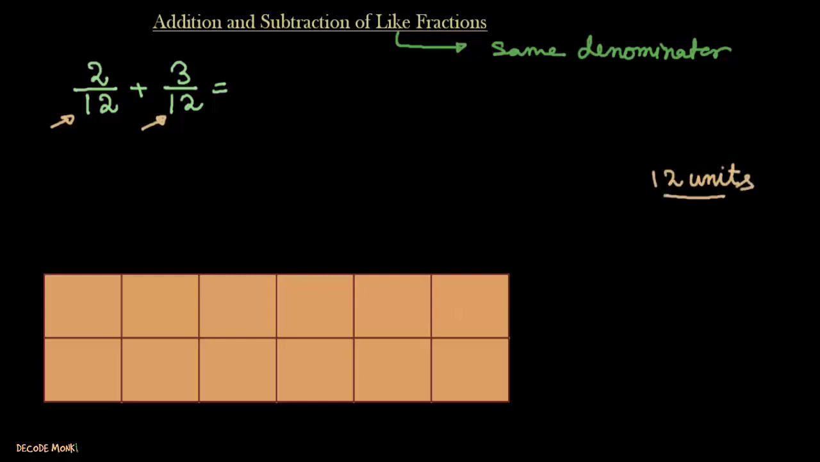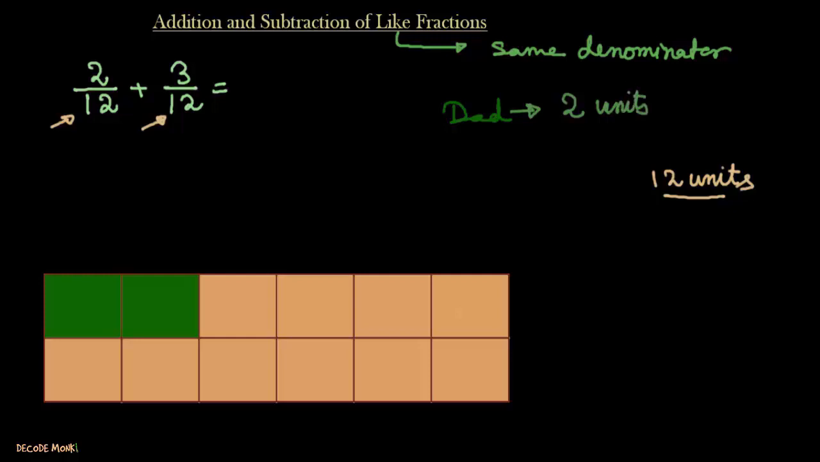Now suppose from these 12 units of chocolate you want to present some of the pieces to your parents. Suppose you gave two pieces to your dad. So the green color represents your dad. Your dad got 2 units out of 12 units. And you love your mom even more than your dad, so you presented your mom with 3 units. So your mom got 3 units out of a total of 12 units.